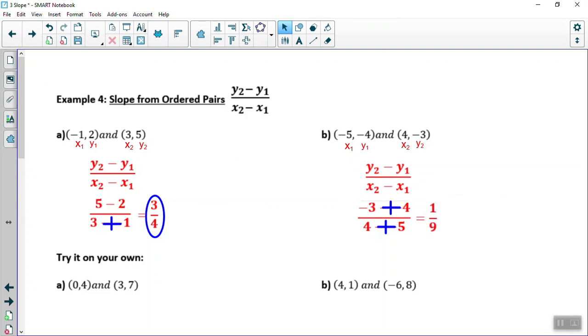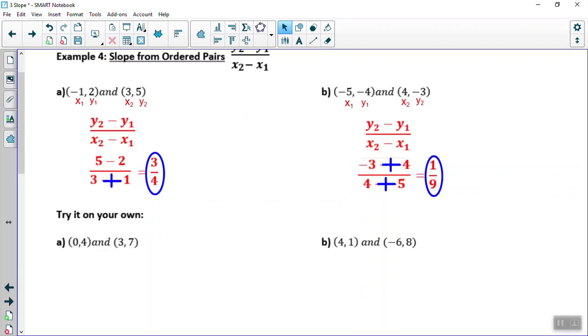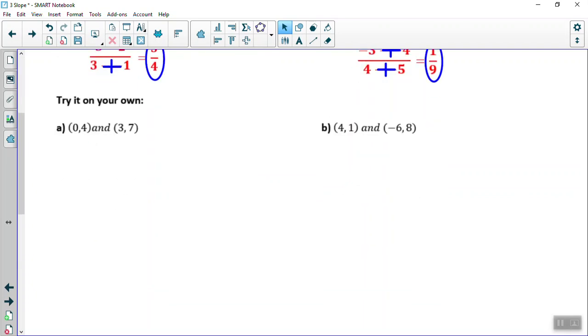We want to make sure that that's in simplest form. Again, nothing can divide into both 1 and 9, so we're good to go. Circle it. All right, we are down to our last 2 problems.